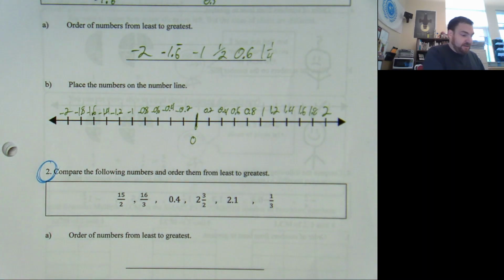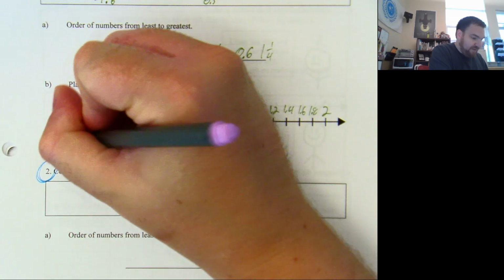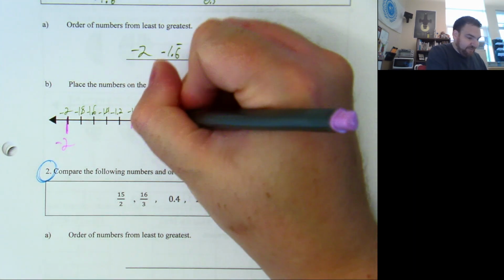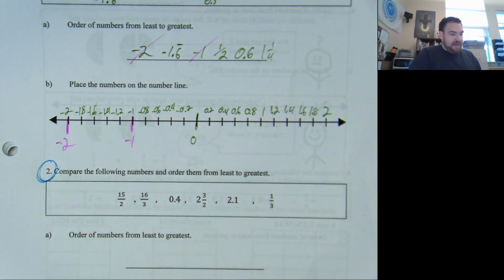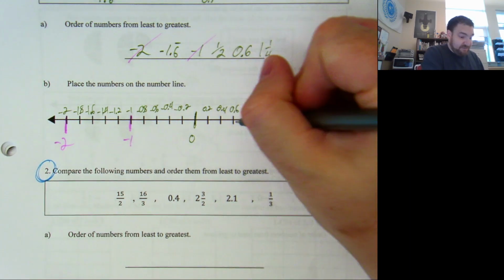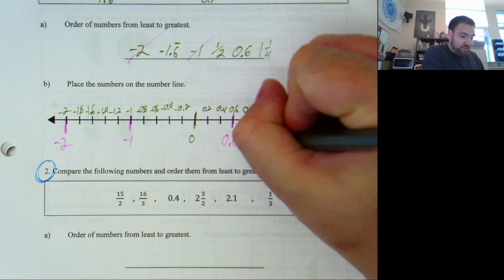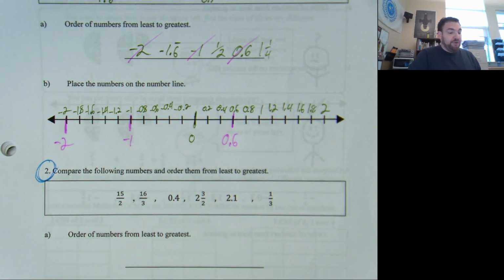Some of them are easy. The negative 2 is obviously where negative 2 is. The negative 1 is where the negative 1 is, so that's that guy and that guy. The 0.6 is right on its own, so those three are easy. If you're going out by 0.2s, those three are a piece of cake. Where'd the rest of them go?